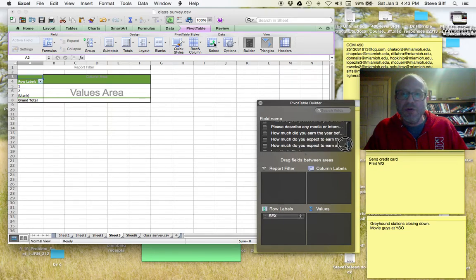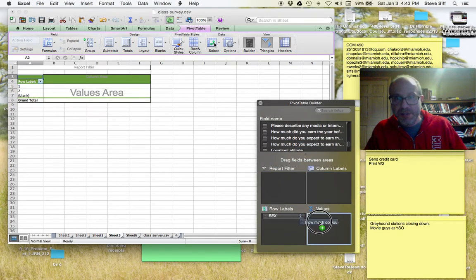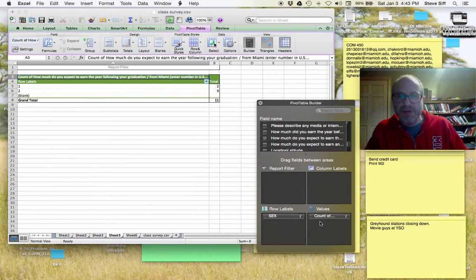So, I believe this question is how much do you expect to earn after you graduate Miami. Put that in the values. Now, it came over as count of, and 2 and 9. It doesn't make a lot of sense, does it? Well, what it did is it counted the number of responses to this question among men and among women.